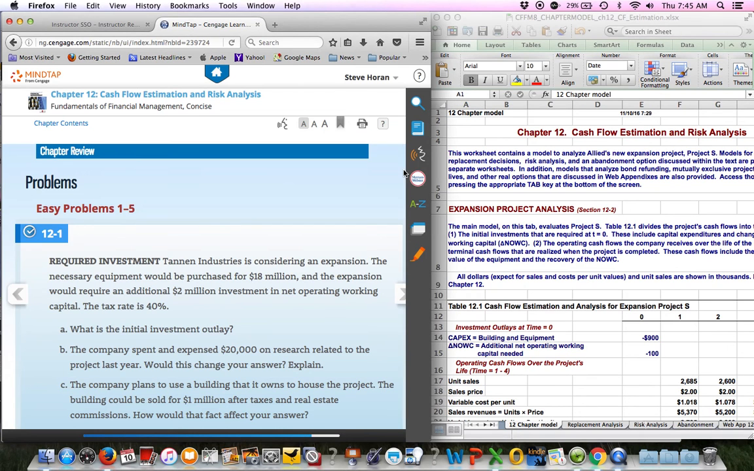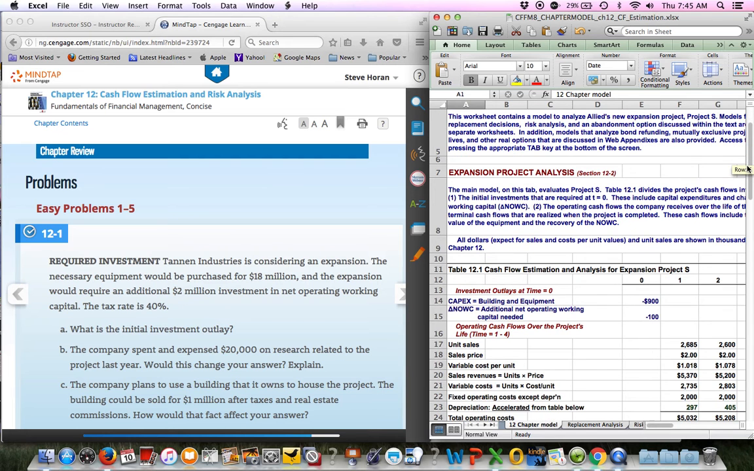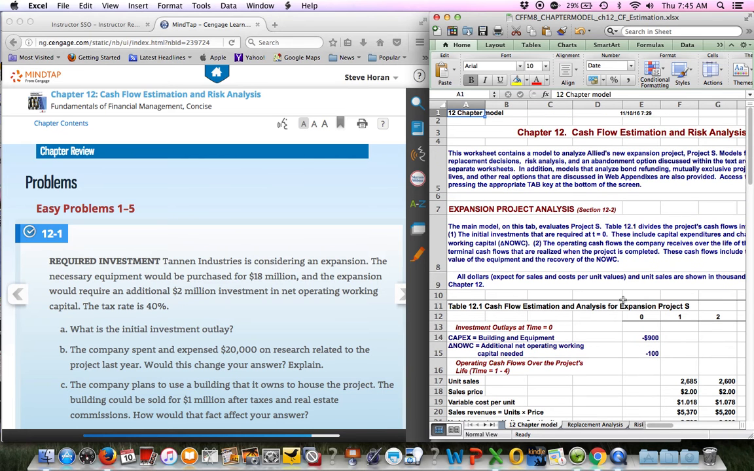Problems with everybody. On the left hand of our screen, I have just our ebook open, with a few of the problems I'm going to go over with you. On the right hand side, I have the Chapter 12 textbook Excel open. On your own, it would be good just to go through the various tabs here. There's what they call the Chapter 12 model.